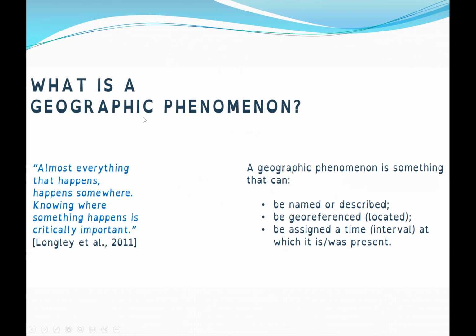So what is a geographic phenomenon? Here we say a geographic phenomenon is something that can be named or described, and also must have a location or be georeferenced, and be able to be assigned a time, which will be an interval at which it is or was present. Almost everything happens somewhere. Knowing where something happened is critically important. And this is a quote by Longley in 2011.